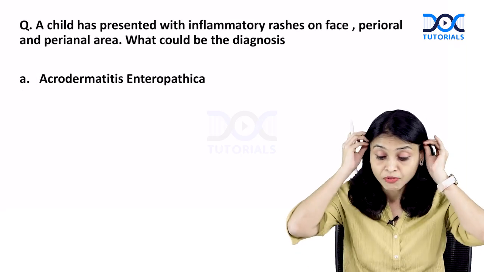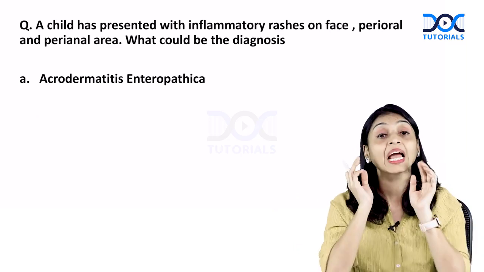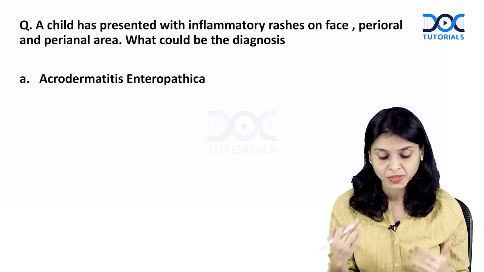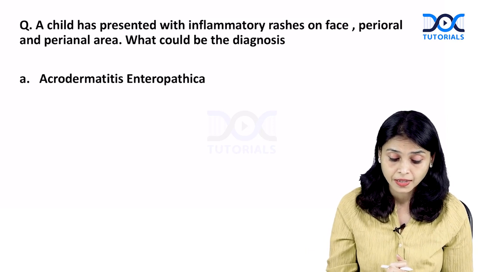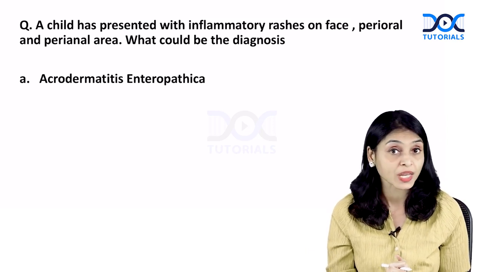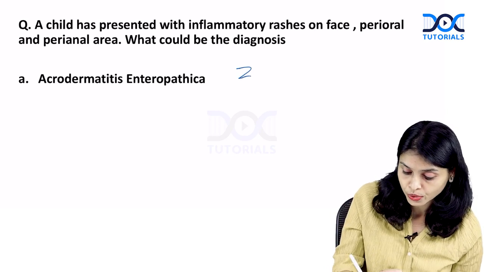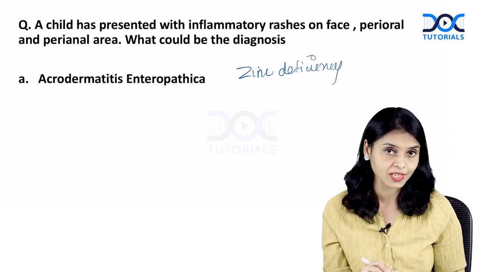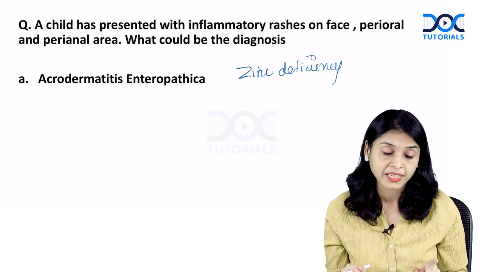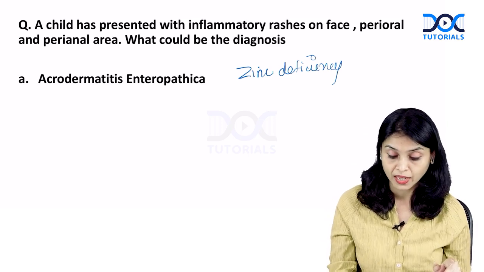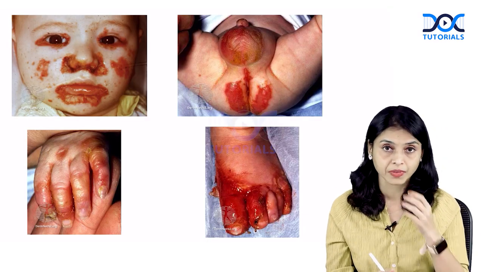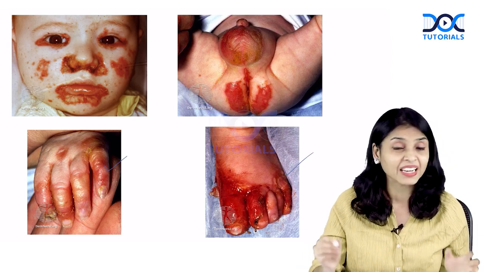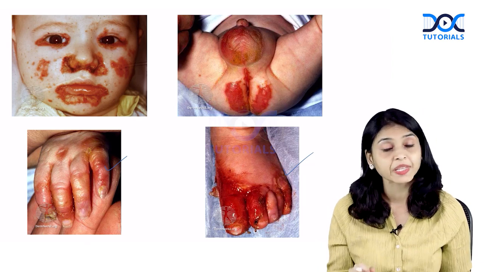A child is presented with inflammatory rashes on face, perioral and perianal region. What could be the diagnosis? Actually, I tried but I didn't get the other options, so I have just written the answer here. It is acrodermatitis enteropathica, which is due to zinc deficiency. In acrodermatitis, I'll show you an image-based question which you can expect. So these are the manifestations: inflammatory rashes on face, then perianal region, then hands, legs, palms, soles. So this will be the appearance.